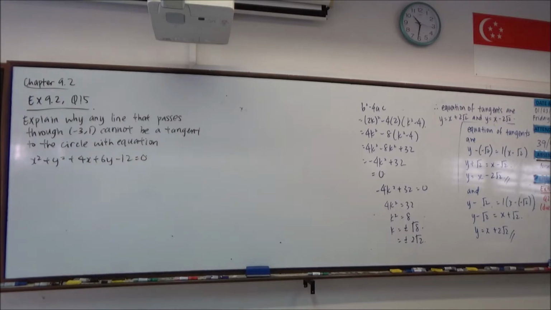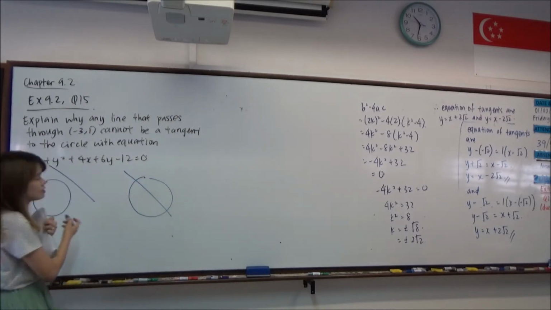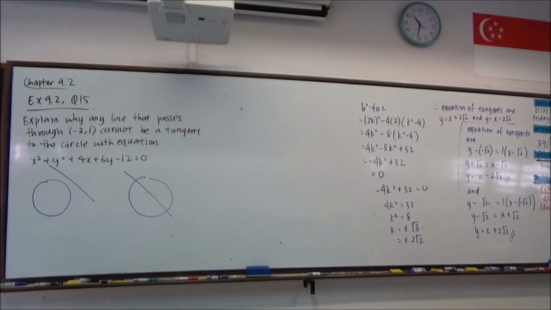So the question is actually indirectly telling you that this line will not be able to be a tangent already. So they want you to explain why. Okay, so not being able to be a tangent, your diagram will actually appear in two different ways. One is that the line itself is totally away from the circle. Or otherwise, the line will actually intersect the circle at 2 points. So this is what it means by cannot be a tangent.